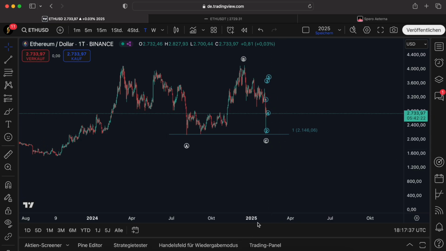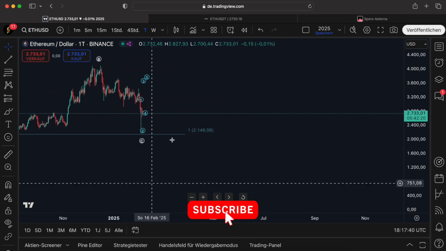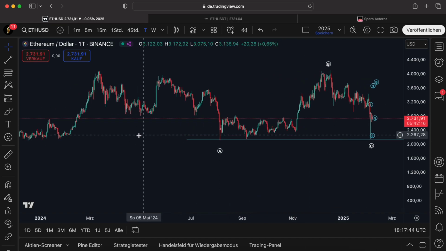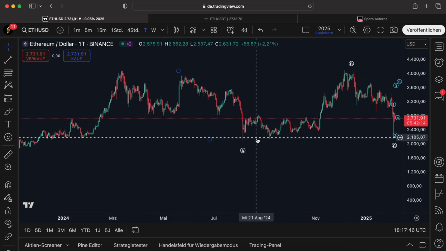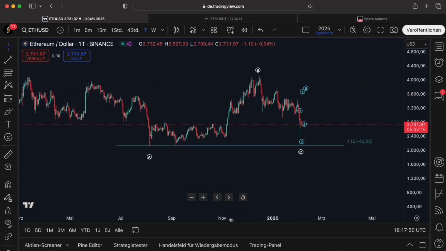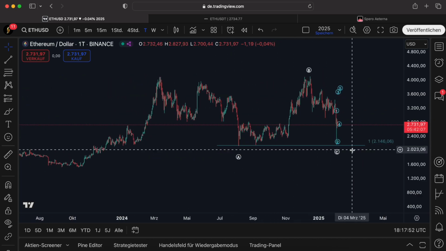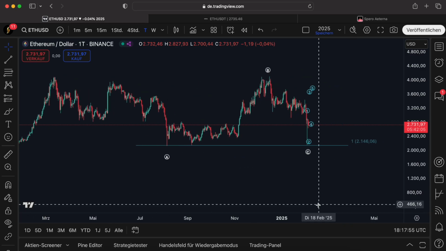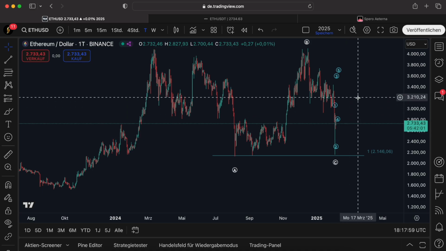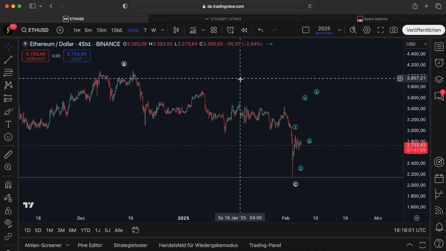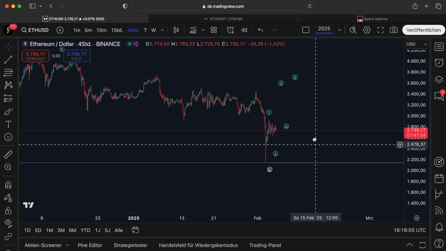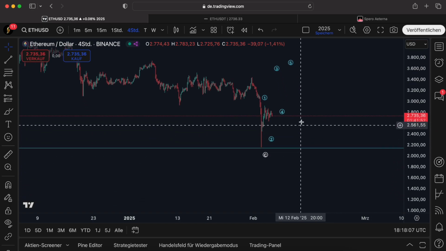However, I'm a bit careful because if we lose this $2,000 mark, it's not looking good. You can see it was tested here once, here once, here once. So 4 times. It's strong support. If we lose this level, then we might go into the next Ethereum bear market. We shouldn't just not think about that. That's entirely a possibility if we lose that level and if we substantially lose it.